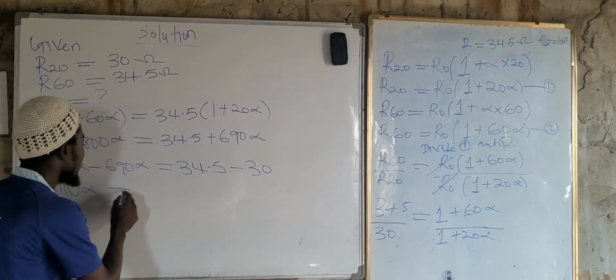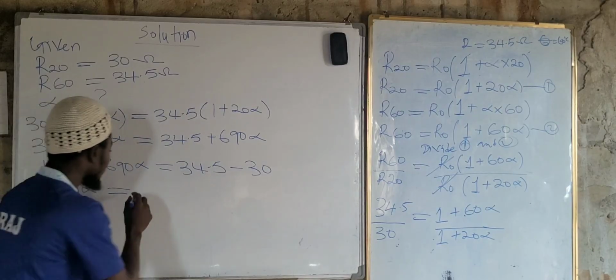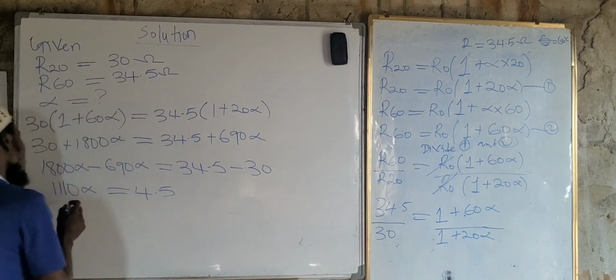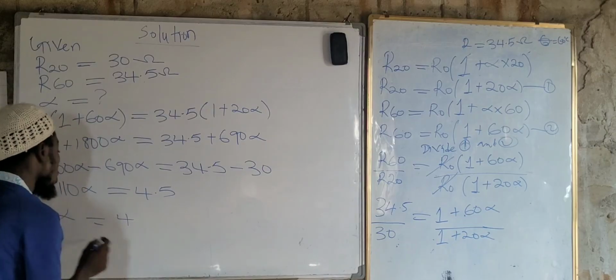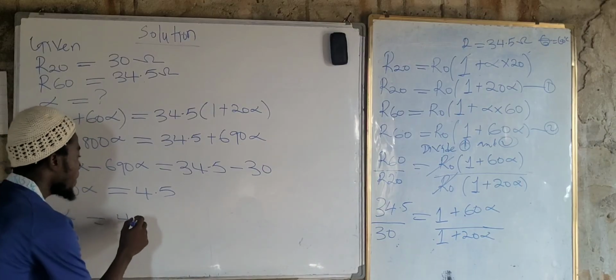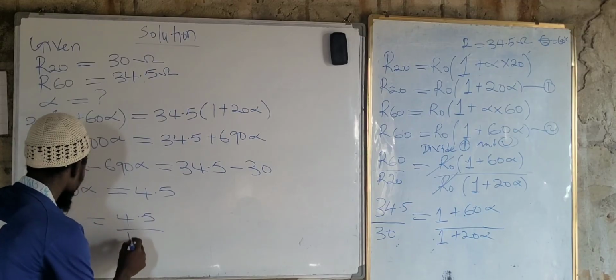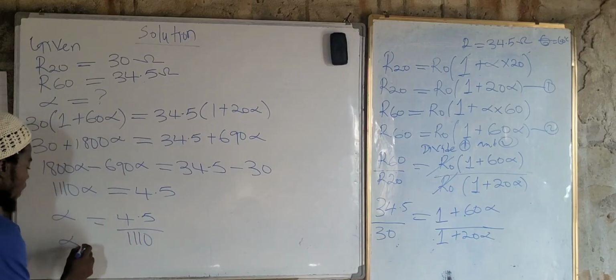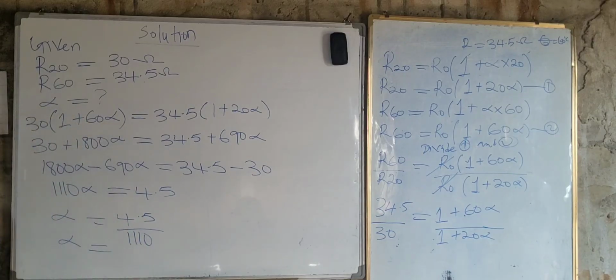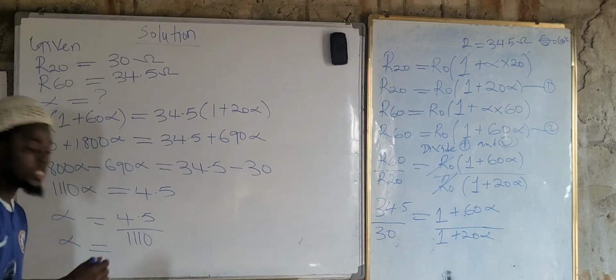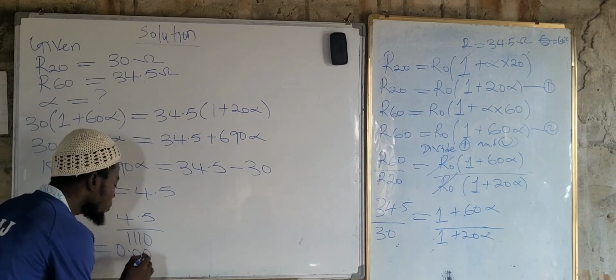Now we have alpha equal over here. When you subtract, what do you have? 4.5. Now alpha is equal to 4.5 divided on both sides by 1110. And alpha, the temperature coefficient, is equal to what now? Divide them. 4.5 divided by 1110 gives 0.00405.